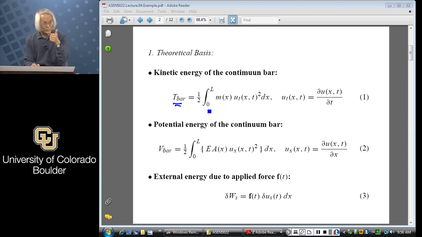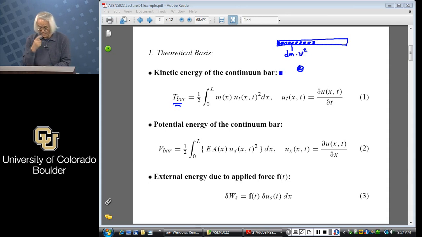This is the difference between continuum and discrete. In the discrete case, you have only one mass. In the continuum case, you have a mass distributed. So there's a small mass, small mass, small mass, and you have to add all of that. At every location, you have a dm times v squared, and you have to add them up and integrate that over volume.